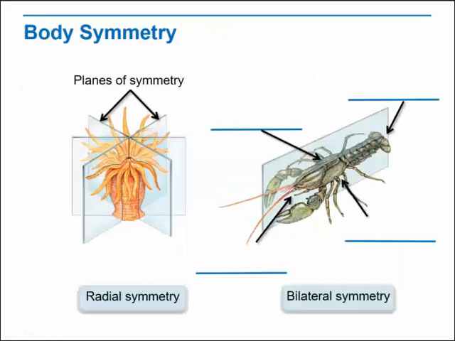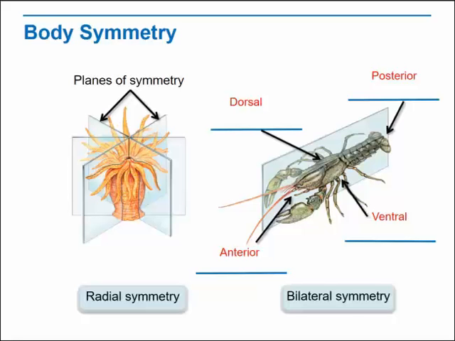The bodies of most animals exhibit some type of symmetry. The two diagrams show radial symmetry and bilateral symmetry. Some animals, such as the sea anemone shown on the left, have body parts that extend outward from the center, like the spokes of a bicycle wheel. These animals exhibit radial symmetry, in which any number of imaginary planes drawn through the center of the body would divide it into equal halves.